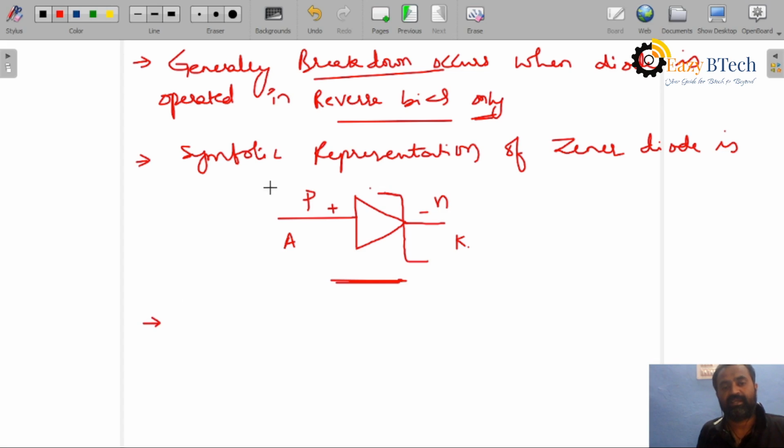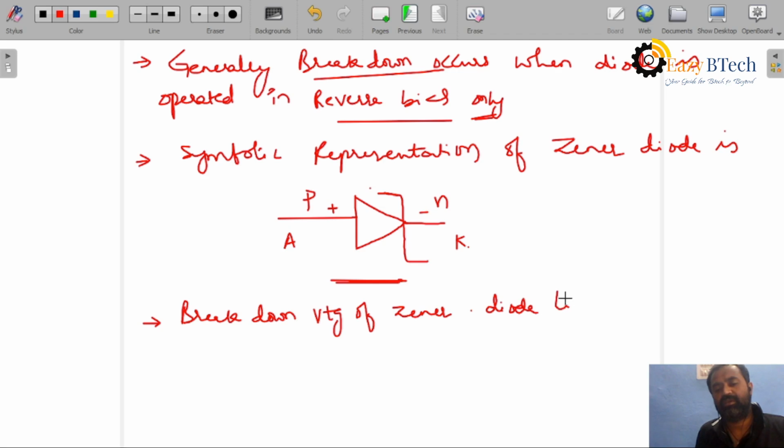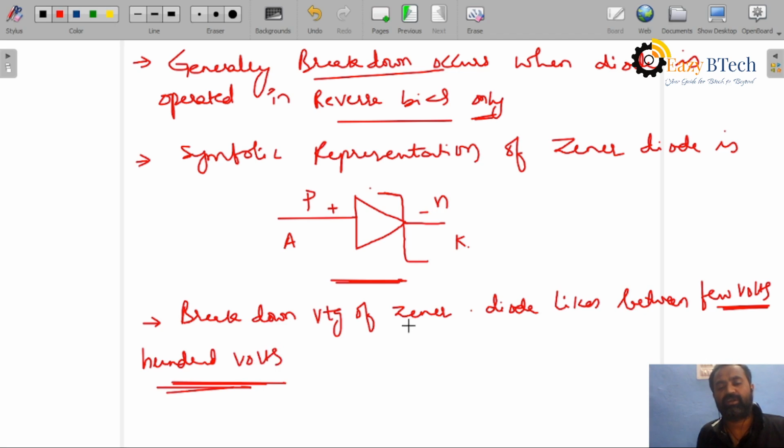Next, breakdown of the Zener diode. The breakdown voltage of a Zener diode lies between a few volts to 100 volts.